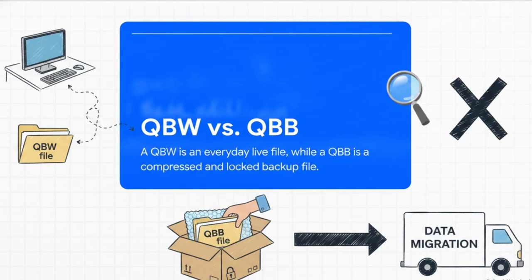And this brings us to a massively important rule about data formats. Basically, your everyday live work happens in what's called a QBW file. But listen to me, you never ever want to transport a live, open file across machines. It's asking for trouble. For safe transport, you've got to convert that QBW into a compressed, locked QBB backup file. Think of it like packing up your most delicate china in heavy-duty bubble wrap before you toss it in the back of the moving truck. It just locks everything down so it actually survives the trip.